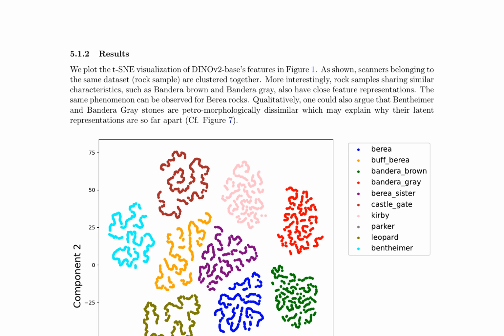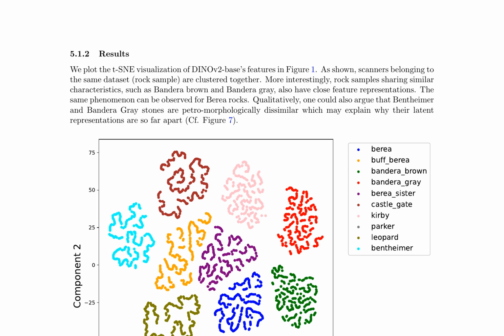The authors present their experimental results for the rock classification task using DINOv2 as a feature extractor. In Figure 1, the TSNE visualization of DINOv2's features demonstrates that scans belonging to the same dataset, rock sample, are clustered together, with rock samples sharing similar characteristics also having close feature representations. This indicates that DINOv2 is sensitive to subtle but discriminating rock features despite not being trained on this domain.